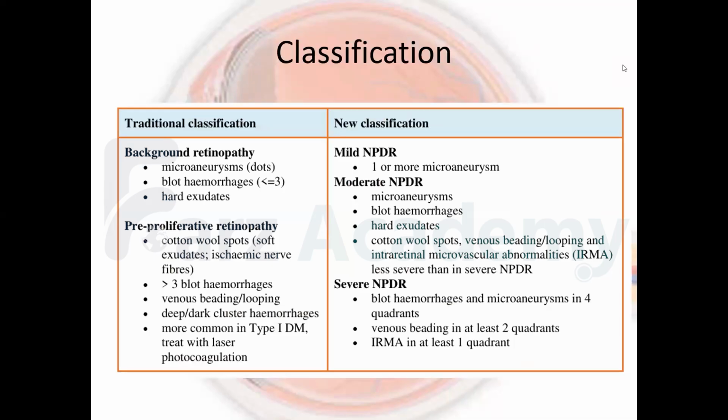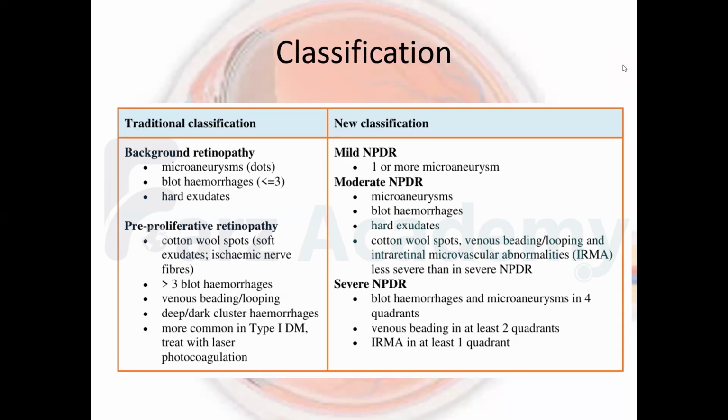So how do we classify diabetic retinopathy? There's a traditional classification and also there is a new classification. The traditional classification is mainly background retinopathy, pre-proliferative retinopathy. And the newer ones will have mild non-proliferative, moderate non-proliferative, and severe non-proliferative. And the next would be proliferative diabetic retinopathy.